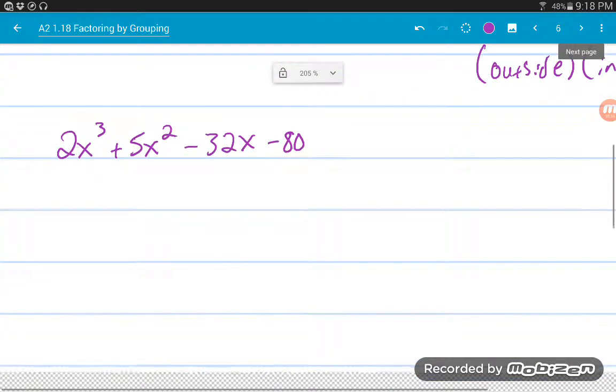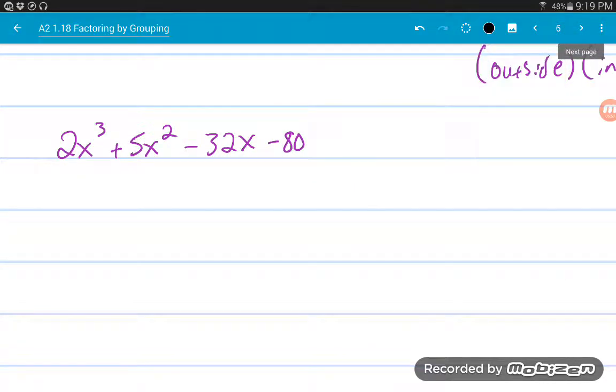I'm going to use the same steps that I did before. I'm just going to do it a little bit quicker. If you got what I did on the first example, pause right now, try this question by yourself.